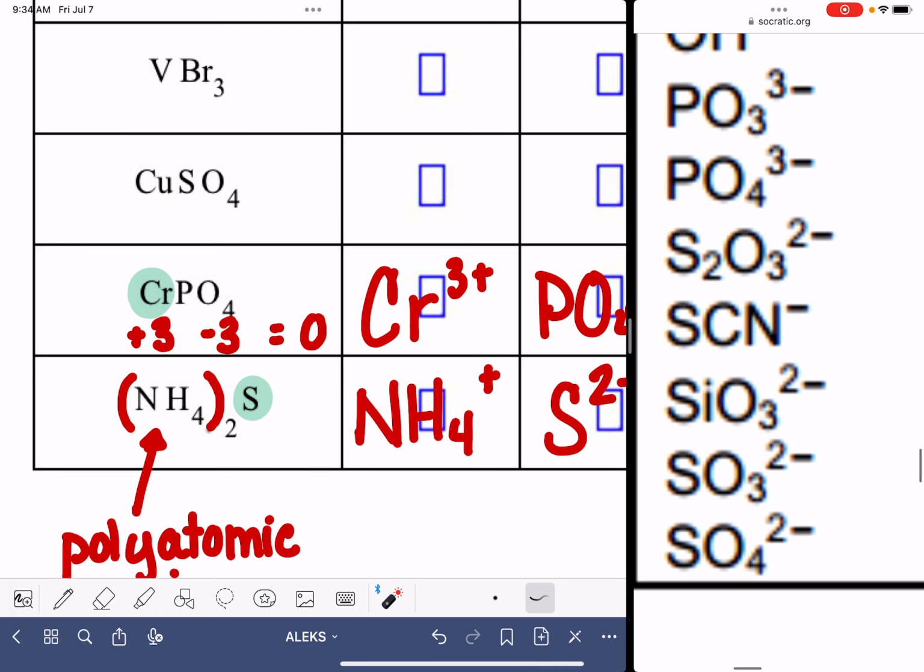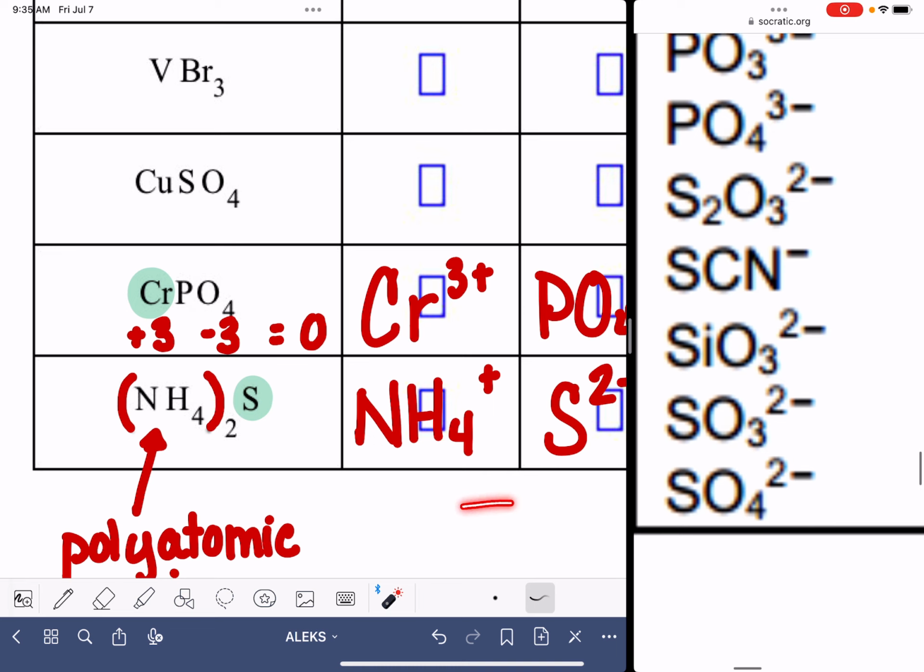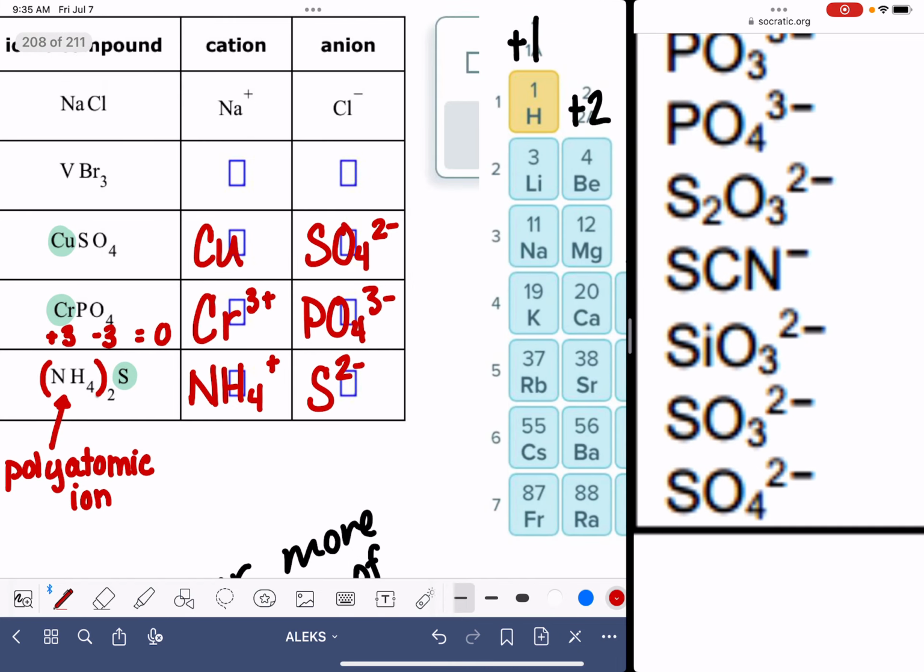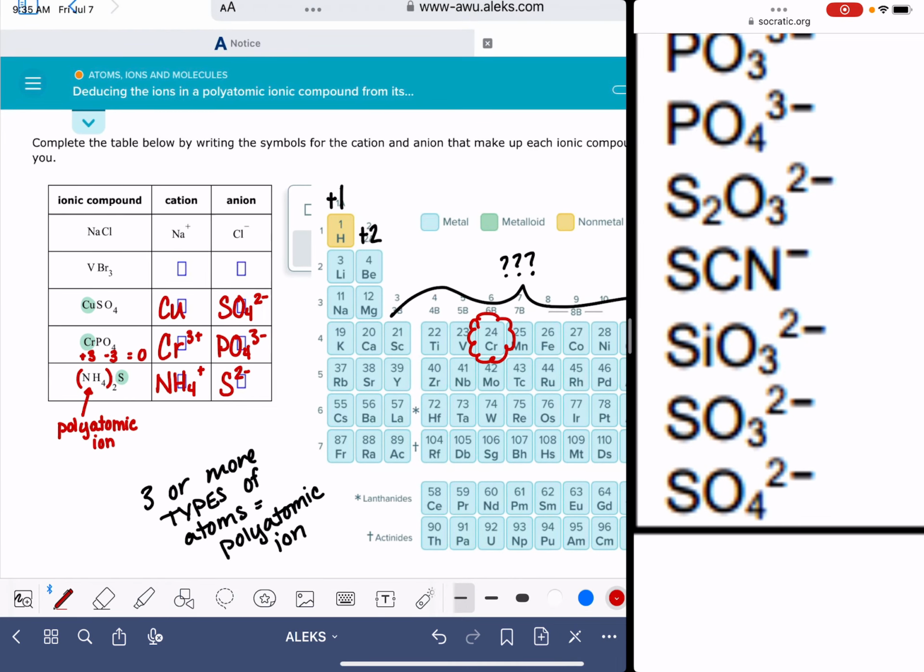We're going to go looking on the table of polyatomic ions. It's the last one on the list right there, SO4 2-. That is our anion, SO4 2-. And that means that this guy is our cation. Let's figure out what its charge is. Let's find it on the periodic table.